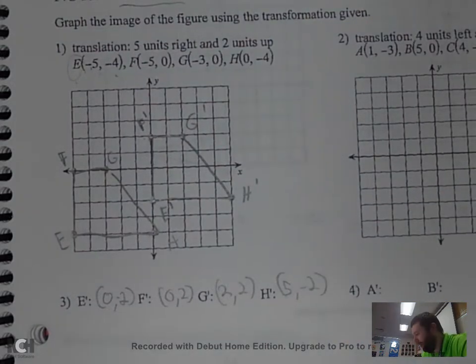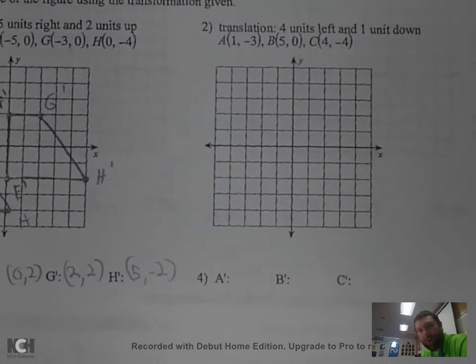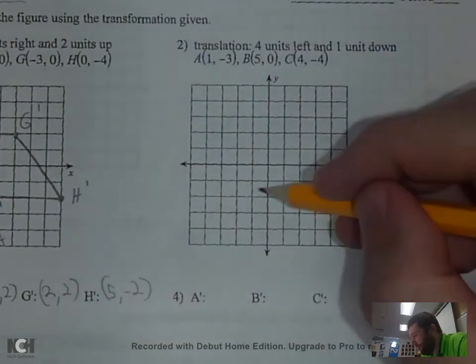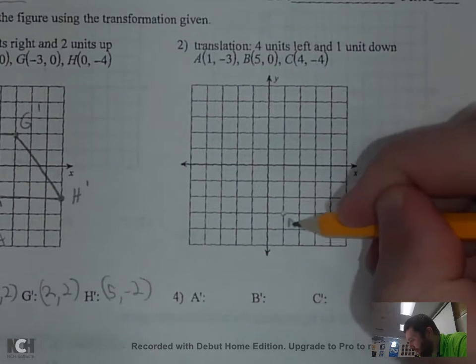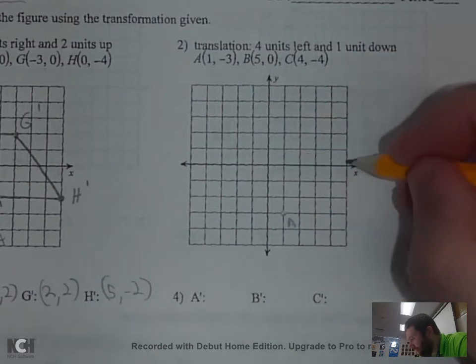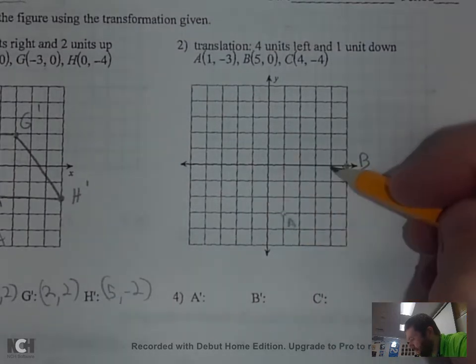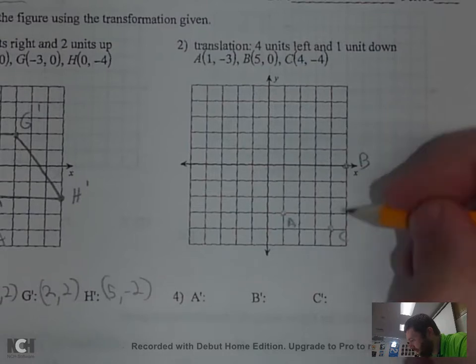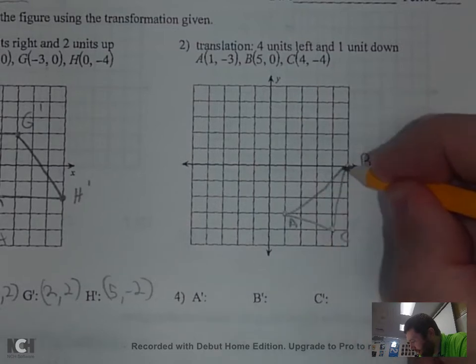And that's all we're doing, okay? So let's try another one. So this one, my original points are 1, -3 for A, 5, 0 for B, and then 4, negative 4 for C. So get a little triangle action going here.